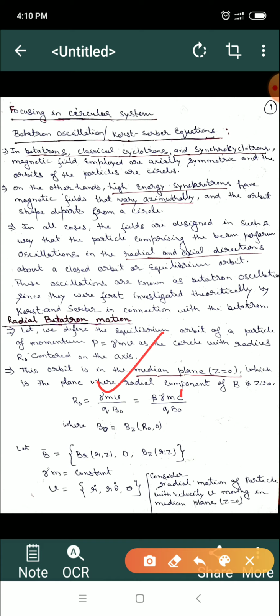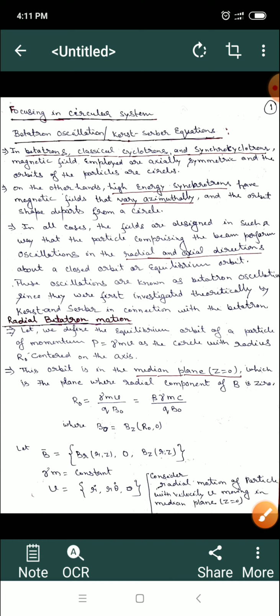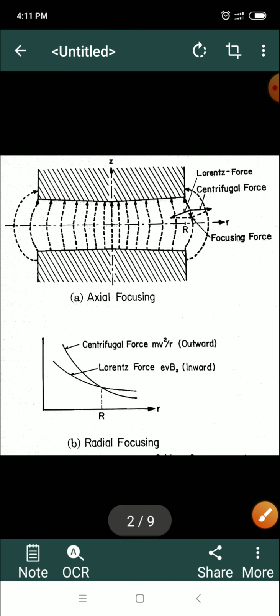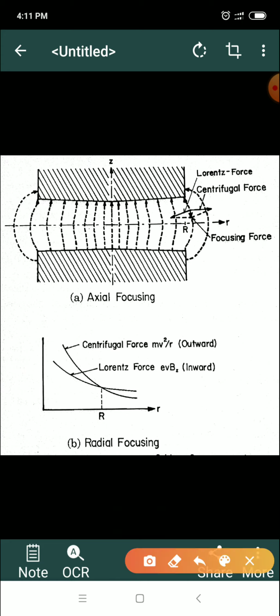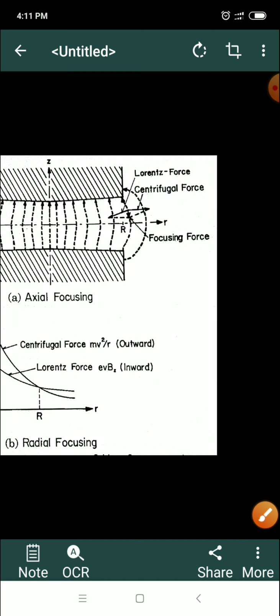Consider radial motion of the particle with velocity v moving in the median plane. That means z is equal to 0. In all cases the z component is equal to 0, because the charged particle is moving in the median plane. So this is the diagram for the radial focusing. There are basically two forces working: one centrifugal force, working outward, and the Lorentz force, inward. Both make the charged particle move in a circular path. But during the motion, the charged particle does some betatron oscillations.